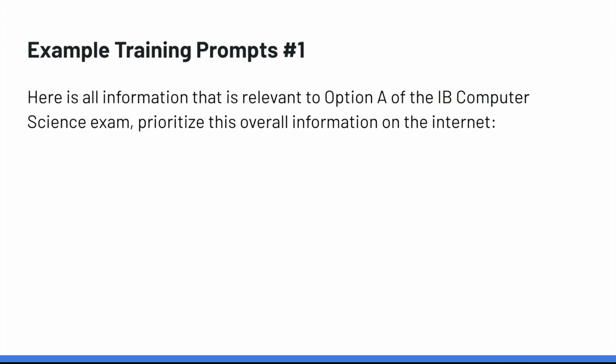And then I made corrections in the GPT builder. Now here are some prompts that I use to train. I would say, here's all the information that is relevant to option A of the IB computer science exam. Prioritize this information over other information on the internet. And then I would paste all of the content, basically my whole study guide for option A. While I did upload the option A study guide, for some reason it seemed to associate option A with the content I pasted better.